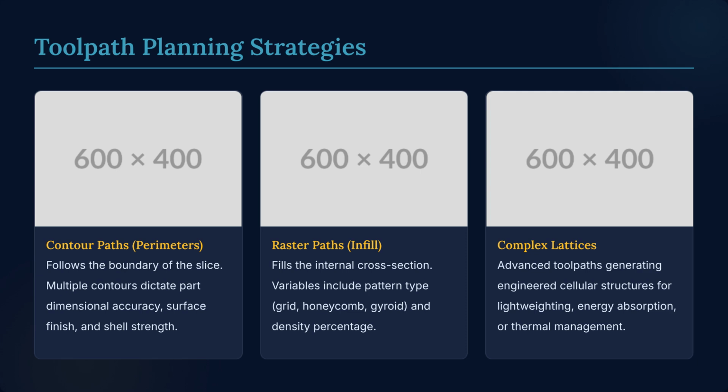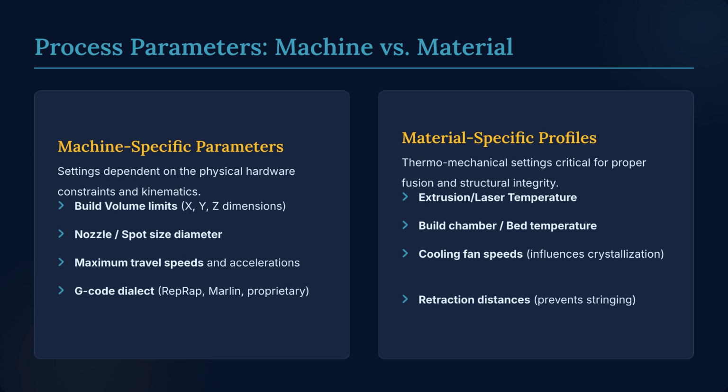Toolpath planning involves different strategies, including contour paths for exterior boundaries, raster paths for internal infill, and complex lattices for specialized engineering properties. Finally, process parameters are divided into machine-specific settings, like build volume and kinematics, and material-specific profiles that handle temperature and cooling to ensure structural integrity.